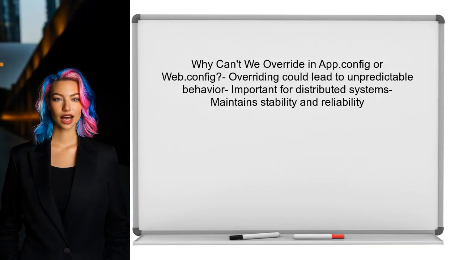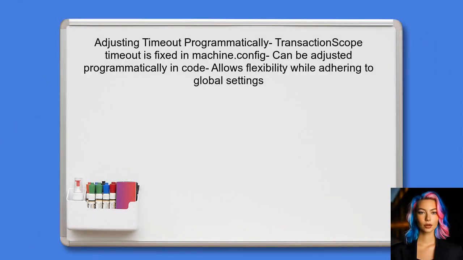Now, let's discuss why the user cannot override this setting in app.config or web.config. The user should note that overriding machine.config settings at the application level could lead to unpredictable behavior, especially in distributed systems. Finally, the user should understand that while the TransactionScope timeout is fixed in machine.config, it can still be adjusted programmatically within the code. This allows for flexibility while adhering to the global settings.